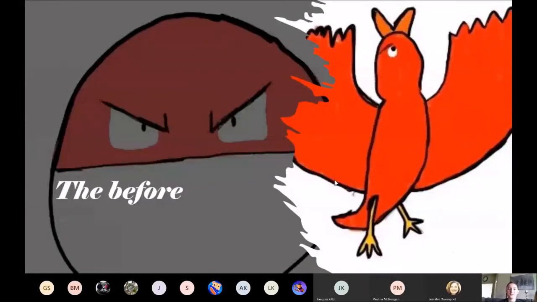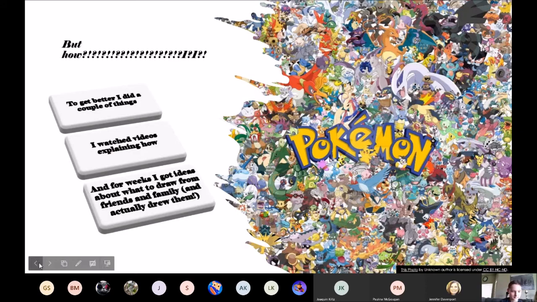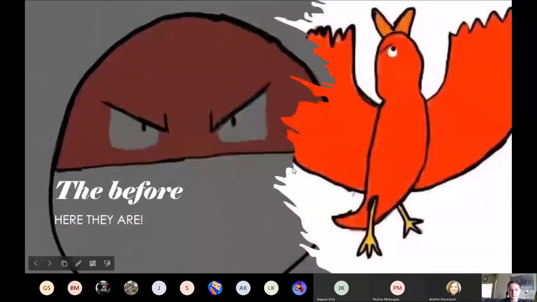Here are the two pictures that I drew before I got any work done. So this is an existing Pokemon, and this is a custom Pokemon that I drew based off of an idea from Weiss.